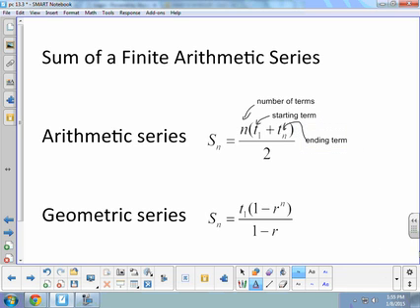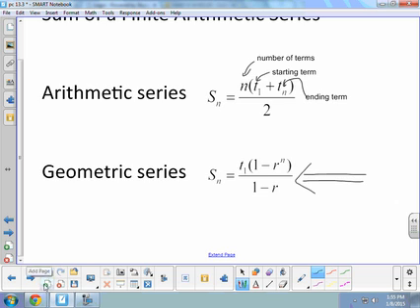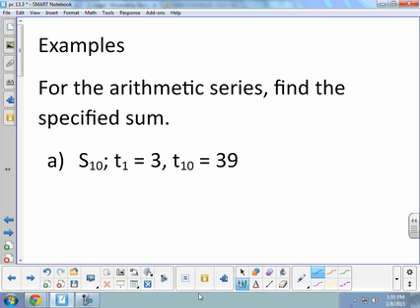If you have a geometric series, you need to make sure you're using the correct formula. T sub 1 would be your starting term, or your first term, and r is your common ratio, and again n is the number of terms. So let's go ahead and do an example.